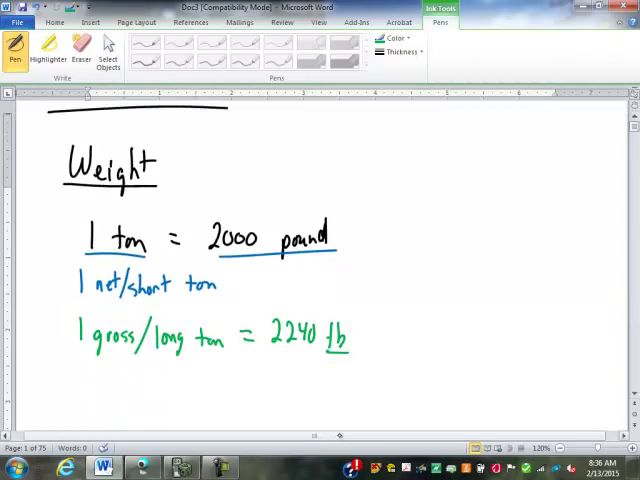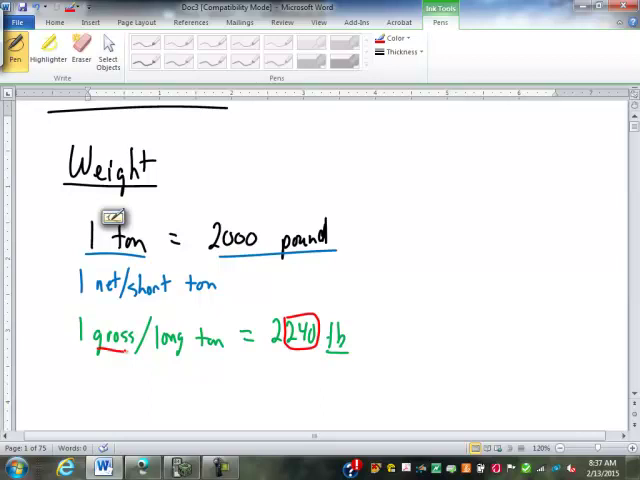So anyway, what's the difference between a net and a gross ton? Well, as I said, tons were originally used for selling grain, and you can't throw a ton of grain on a scale. It kind of falls off. So they had to put it in a container. The container that held about 1 ton of grain was about 240 pounds.